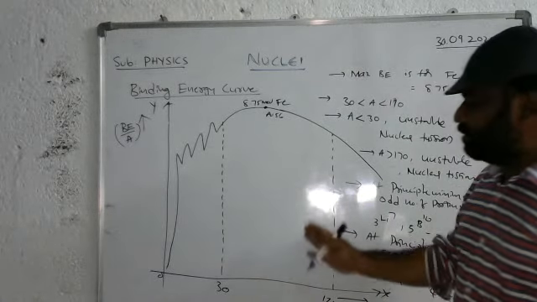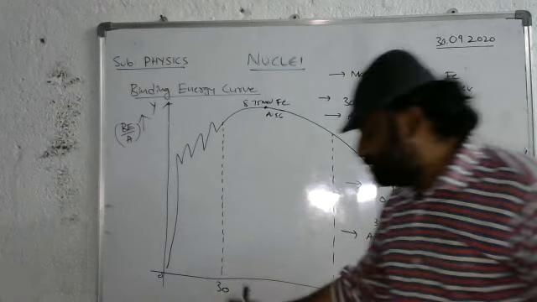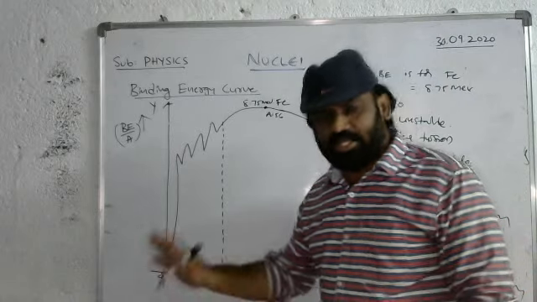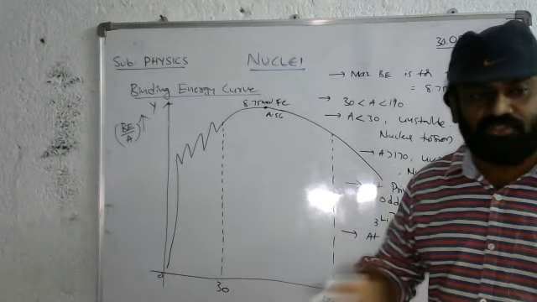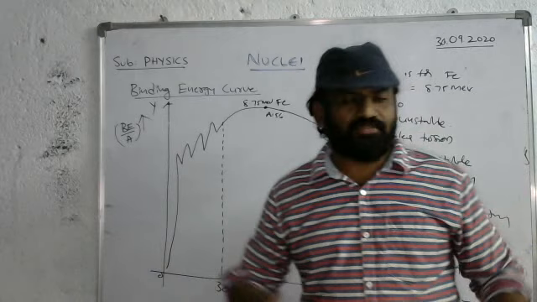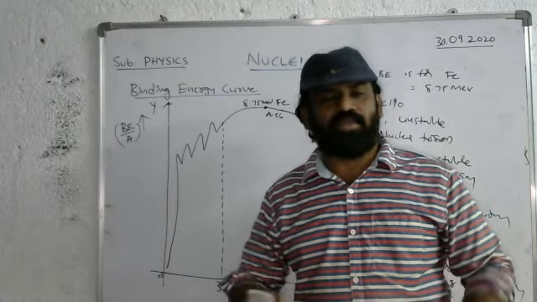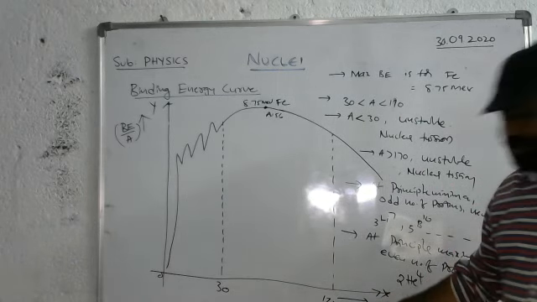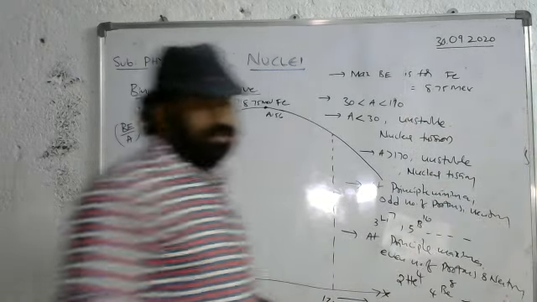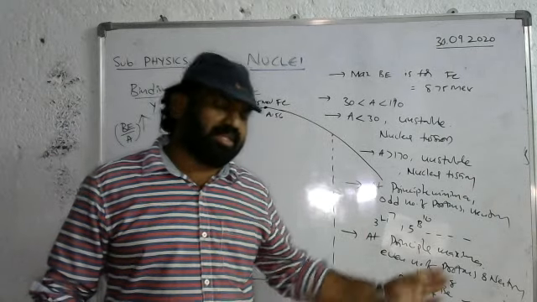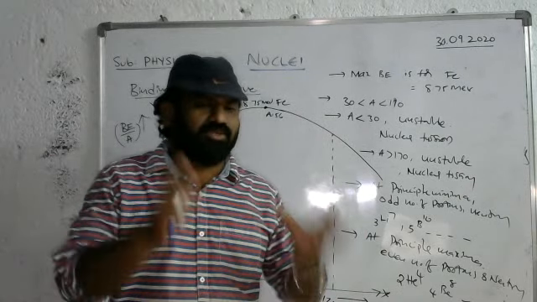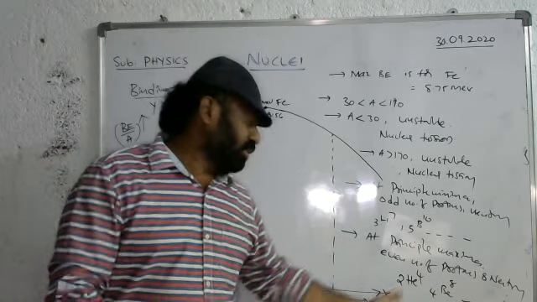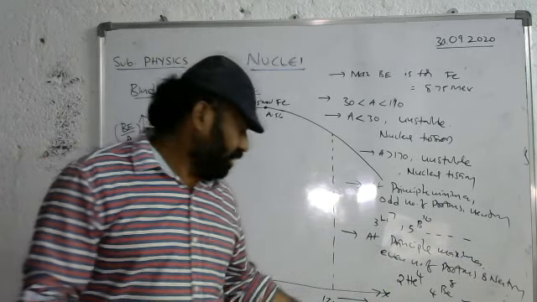Nuclei with a mass number less than 30, the lighter nuclei, are also unstable. They gain stability by the process of nuclear fusion. Fusion means lighter nuclei fuse to form a stable nucleus. Nuclei with a mass number greater than 170, called heavy nuclei, are also unstable. They can gain stability by the process of nuclear fission, where a heavy nucleus is split into two or more lighter nuclei, producing stable nuclei. This process is called nuclear fission.